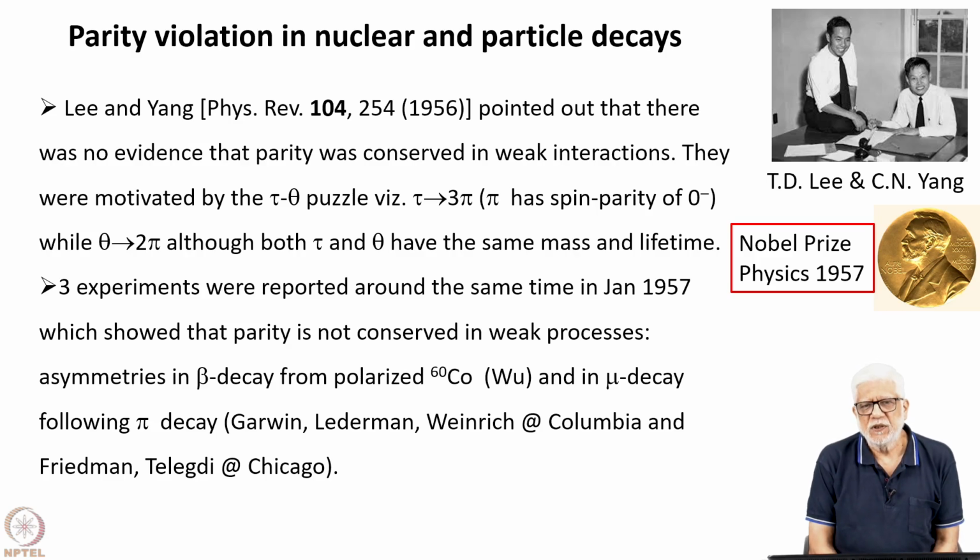So, both of these laboratories in Columbia and Chicago had just got accelerators which were above the pion threshold. So, in proton collisions with nuclei, you could produce pions, and then these pions of course decay into muons, and that is what they looked at. The experimental techniques were different, and we will come to that in the following slides.